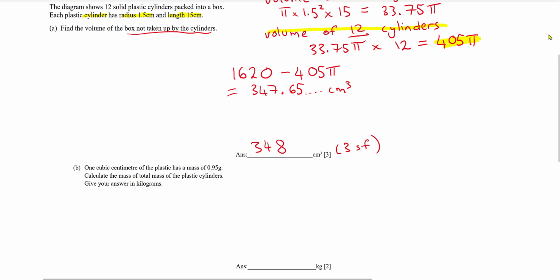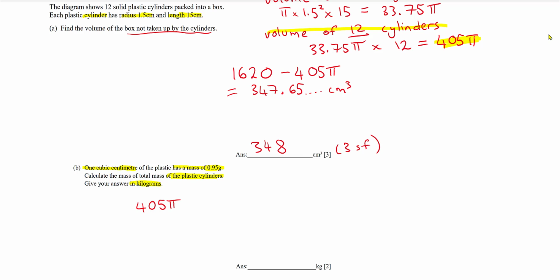So what we've got here, 1 cubic centimeter of plastic has a mass of 0.95 grams. So that's 1 cubic centimeter has mass 0.95 grams, and we want to calculate the total mass of the plastic cylinders. I think that should just say calculate the total mass of the plastic cylinders, and the key thing to note here is give your answer in kilograms.